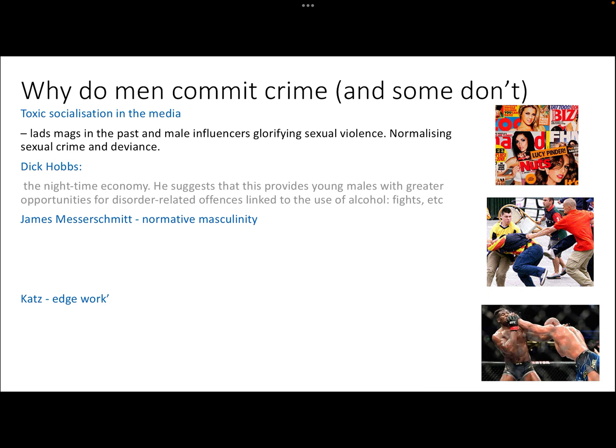Then we look at the ideas of Dick Hobbs. He wrote about the nighttime economy. He wrote also about maybe the moral panics around nighttime economies, about youth being blamed for drinking, for example. But that's not to do with gender and crime.